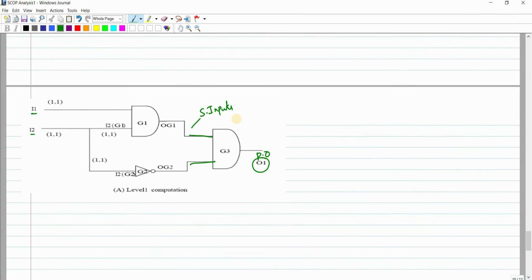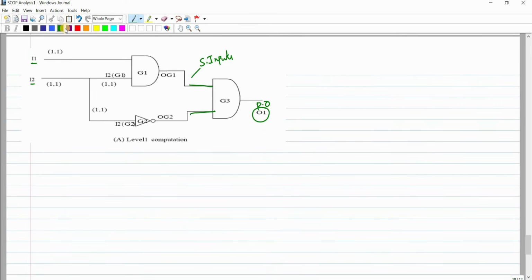So for your convenience, I will consider one simple logic circuit, and now we can calculate the combinational controllability and combinational observability. So let's see how to calculate. Here I1 and I2 are the primary inputs, as I had already discussed. This O1 is the primary output. OZ1 and OZ2 are the secondary inputs. In an examination they will not mention 1, 1 in the circuit; by default you can consider it as 1, 1.